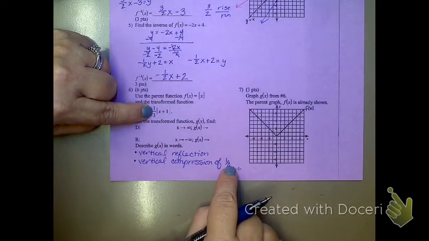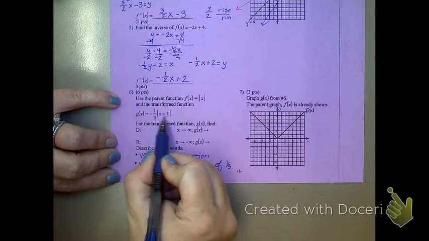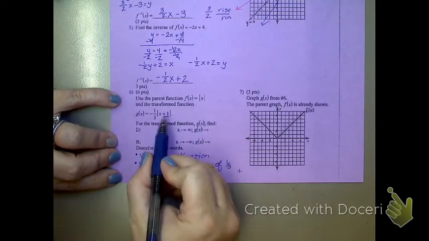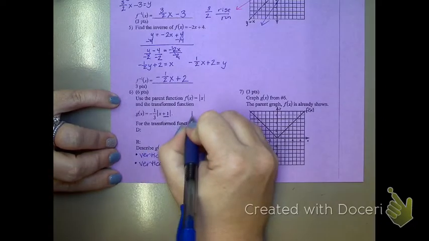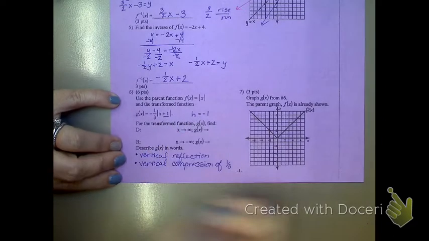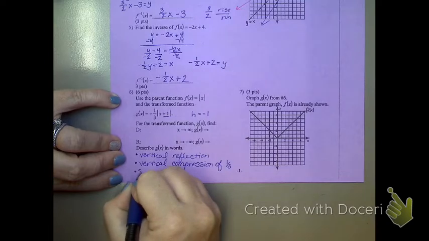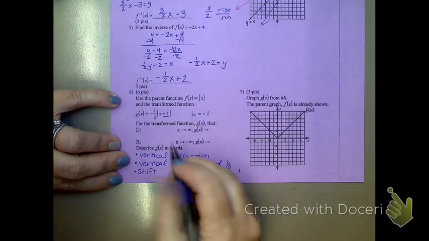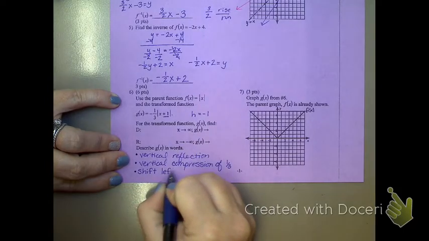Next, I need to deal with this guy right here. There is no K value out here, so I don't need to worry about this, but this tells me there's an H value of -1. That means I have a shift to the left 1.